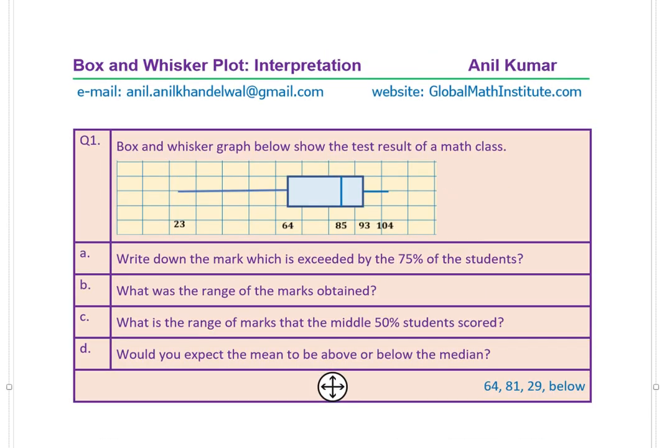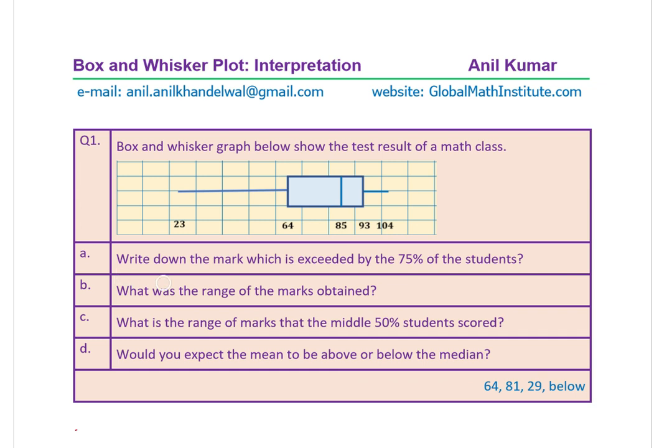Question number 1: the box and whisker graph below shows test results of a math class. We use the terms box and whisker graph, plot or diagram many times. These are the math marks, the lowest being 23, the quartiles being 64, 85, 93, and the upper limit is 104. Based on this, we have 4 questions here. You can pause the video, answer these questions, and then look into my suggestions.